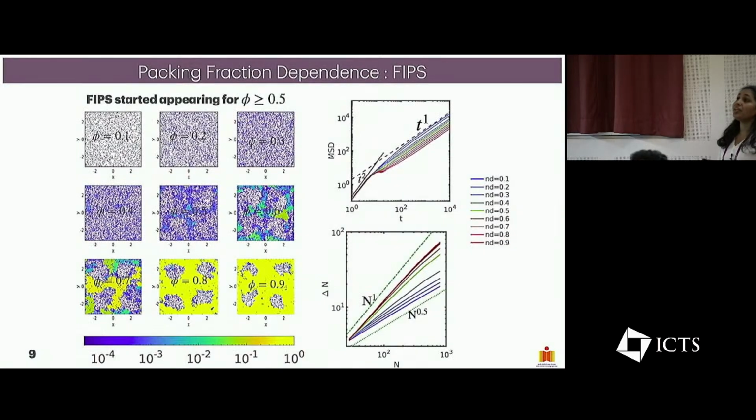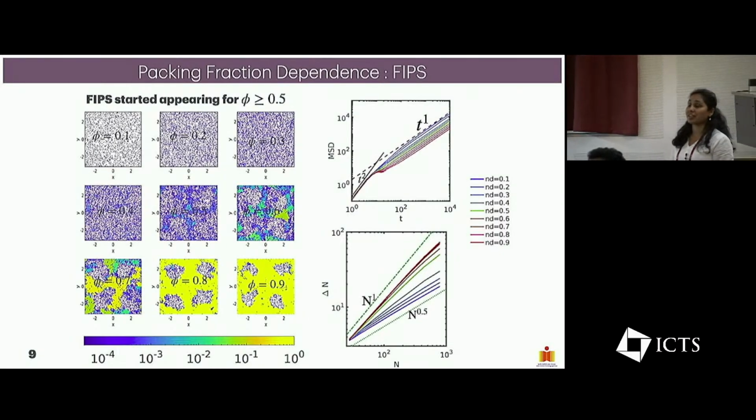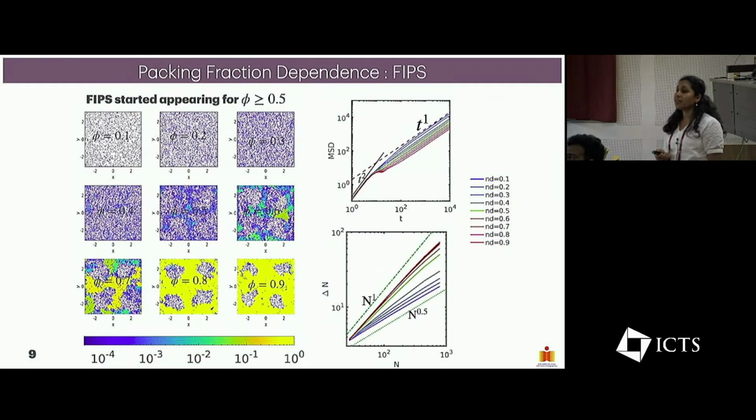Now we are also interested to know how FIPS depends on the packing fraction, and what I observe is that yes, FIPS depends on the packing fraction. At packing fraction 0.5 or less, we see mostly a homogeneous kind of distribution, but as it increases beyond 0.5, we see a clear FIPS. And after that, we also calculated MST and number fluctuation.